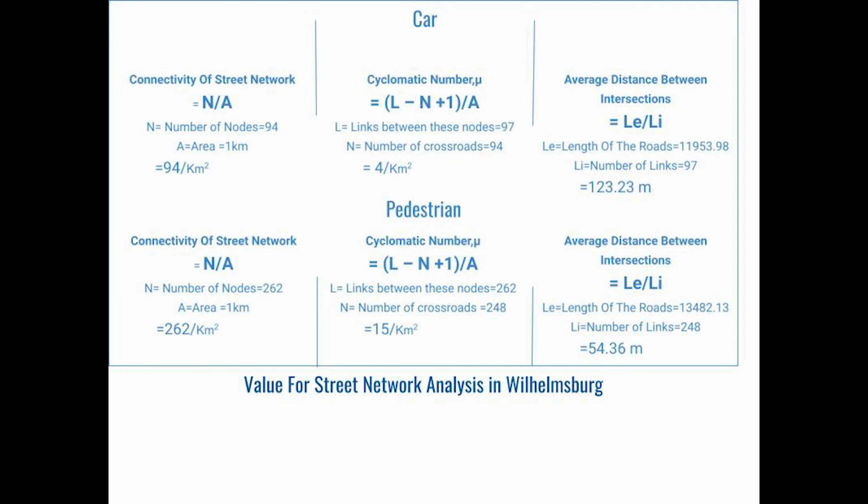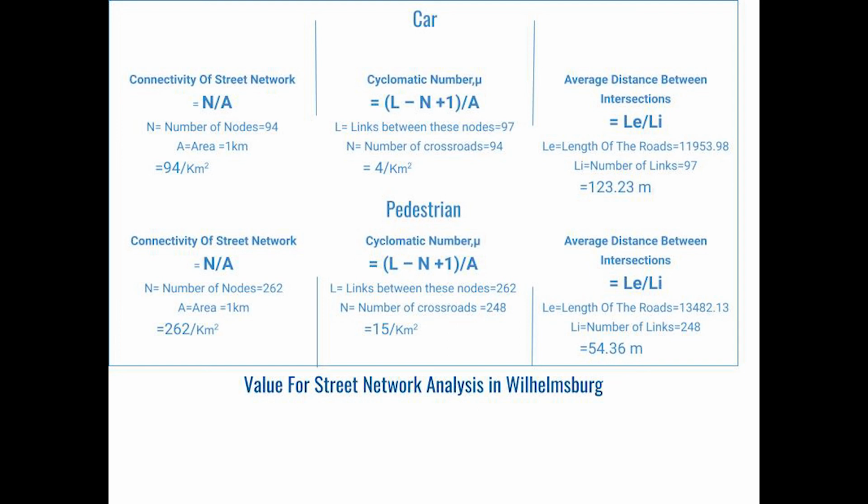Then for the cyclomatic number, the number of links we got, we counted very manually. We have to just manually count it, there is no other way. It was the number of links between one node and another, 97 for the car and 262 for the pedestrian. We subtract the nodes from the links, add 1, so our output number was 4, and we divided the whole number by the area, getting 1 per square kilometer.